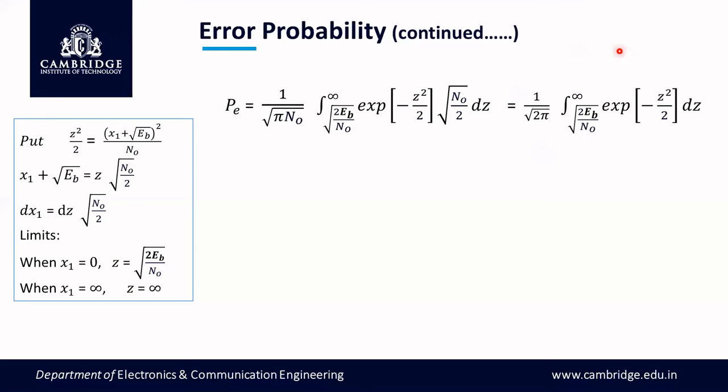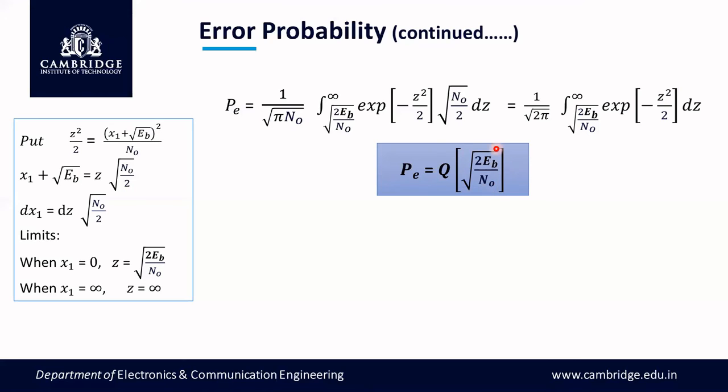This equation exactly looks like our Q function definition. 1 by root of 2 pi, the same thing. In place of the x lower limit, it is this different term. Infinity is there and this is the same. So the right hand side of this equation is completely similar to the definition of the Q function. That is why, in place of x, we have the term root of 2 EB by n naught written here. So the probability of error of a BPSK signal is given by Q function of this term.